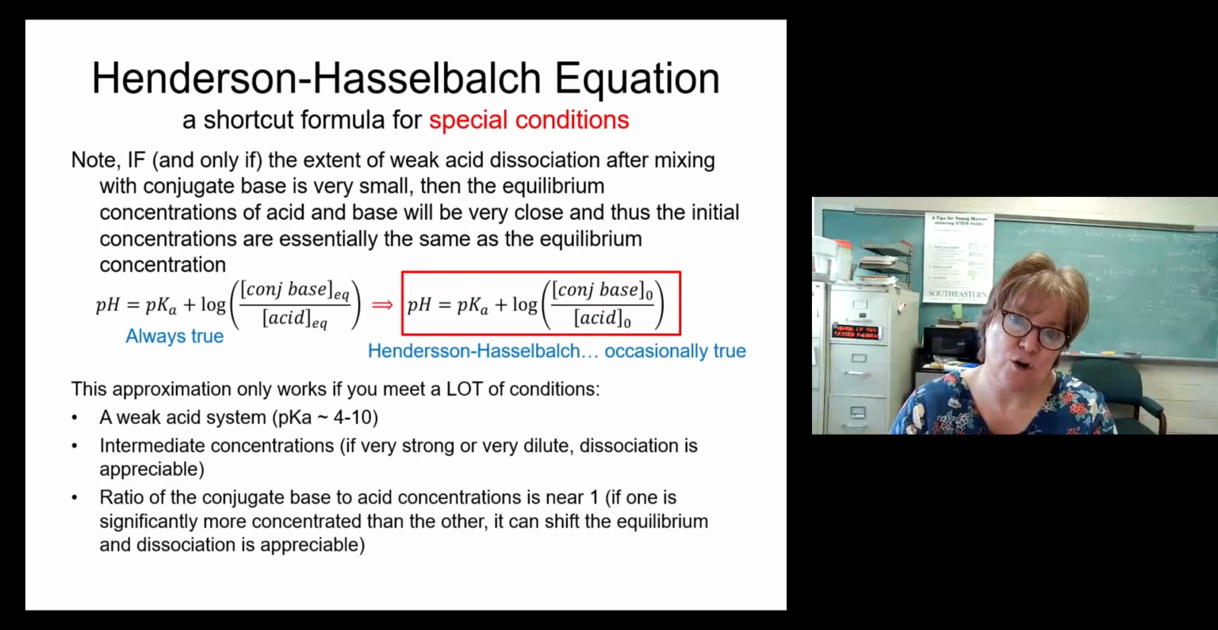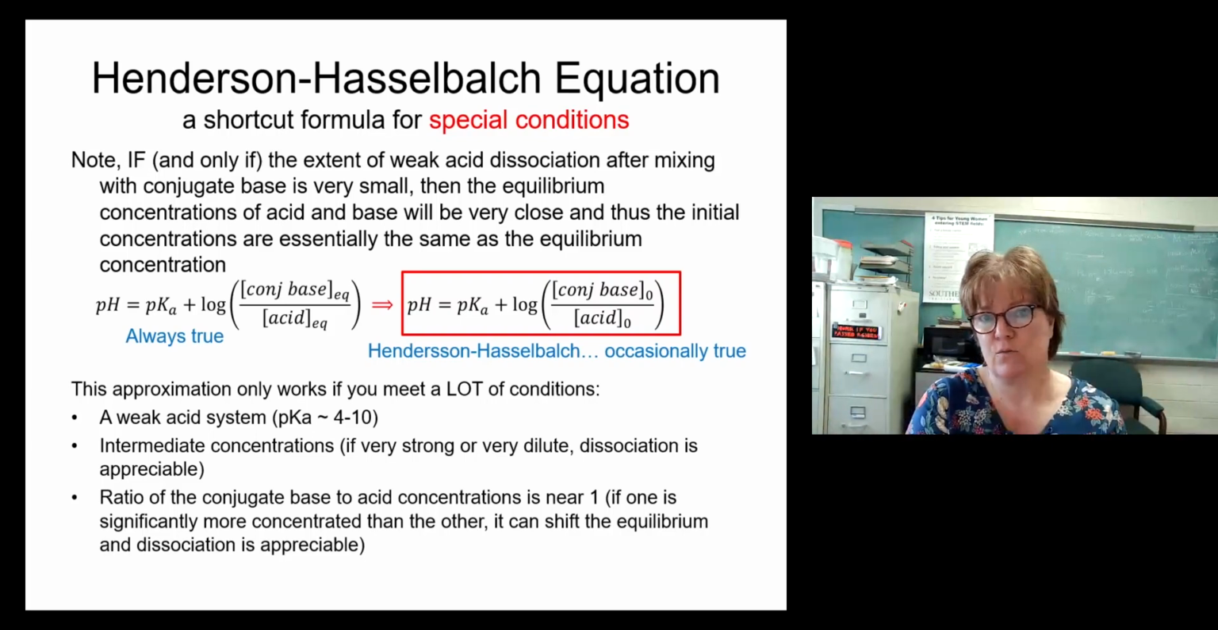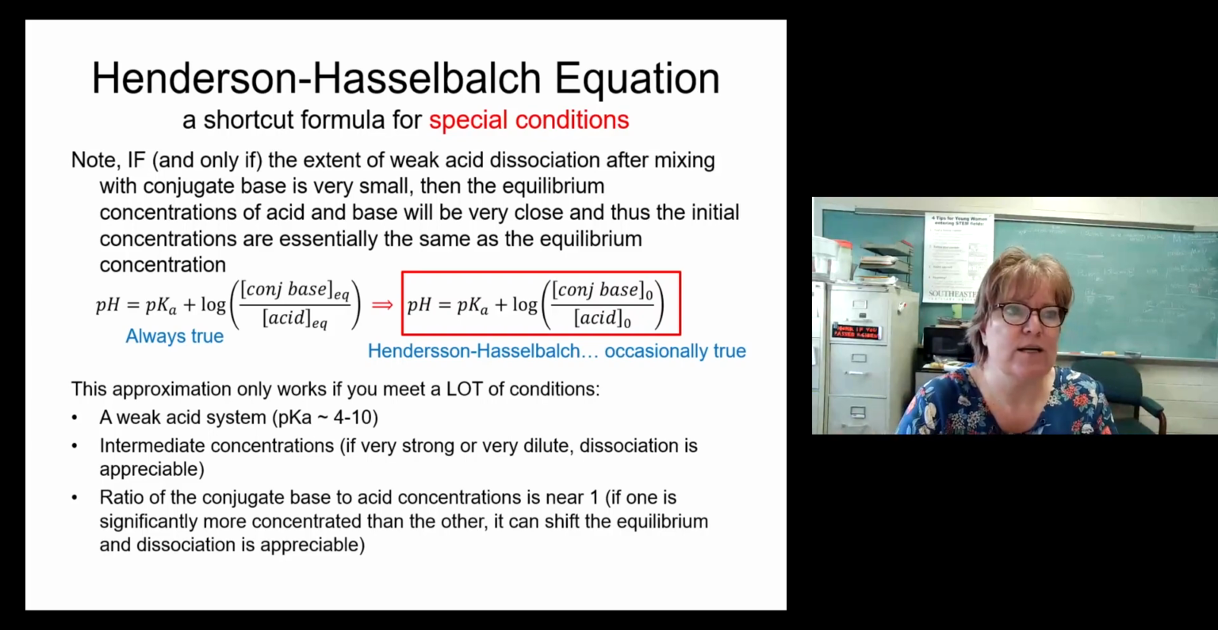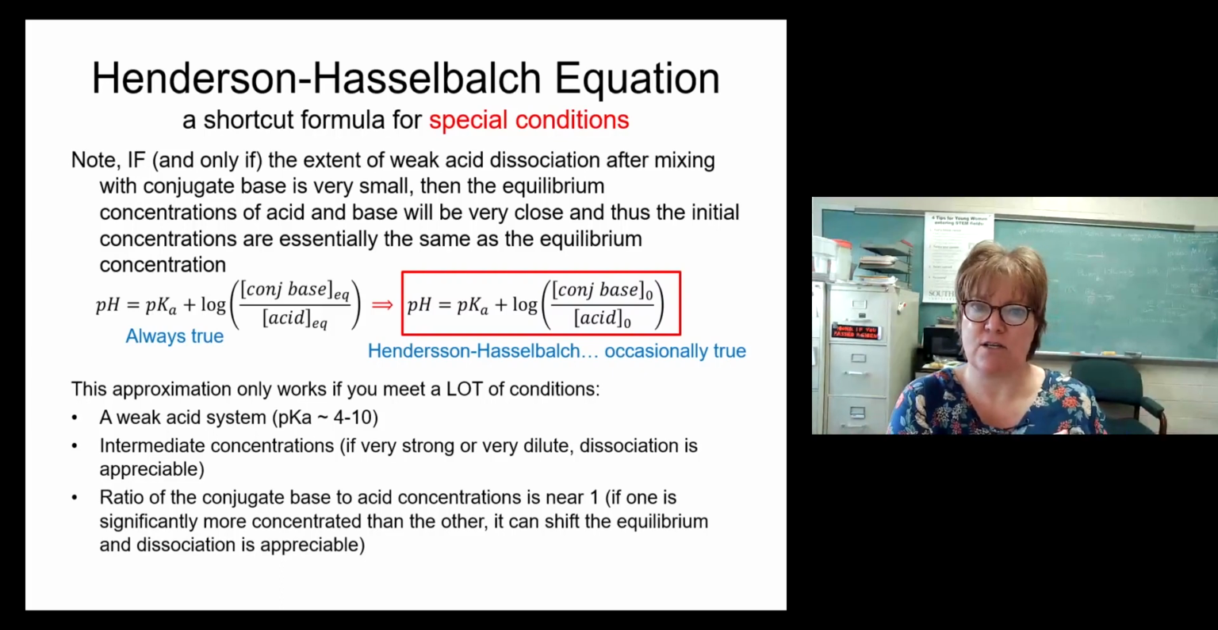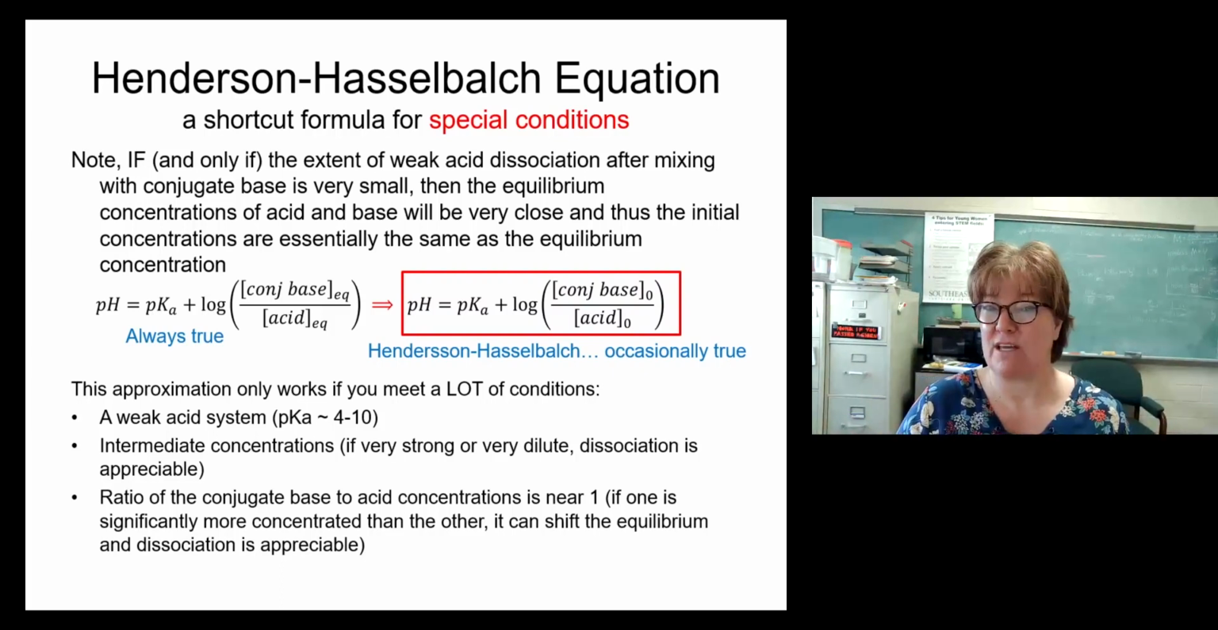And the ratio of the conjugate base to the weak acid has to be near 1, somewhere between 1/2 and 3, so not exactly 1. But if you have 10 times more weak acid than you do of the conjugate base, it's probably going to stop working pretty well.